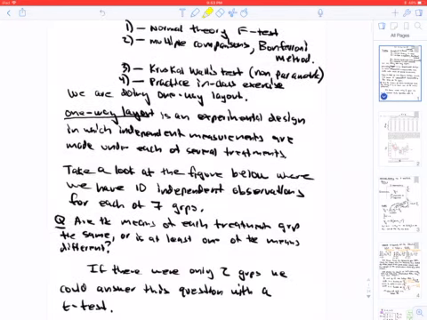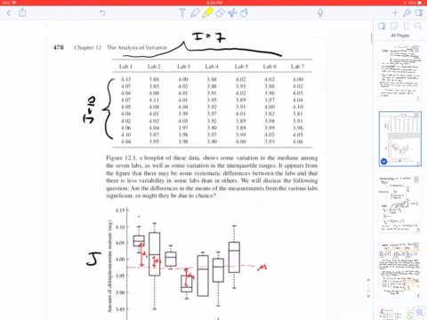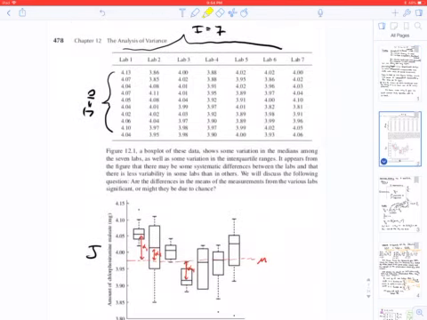So we're going to be focusing on a one-way layout. This is an experimental design in which independent measurements are made under each of several treatments. You should take a look at the example in the book for a one-way layout. So here we have 7 treatment groups. I is 7 and J independent observations per treatment group.